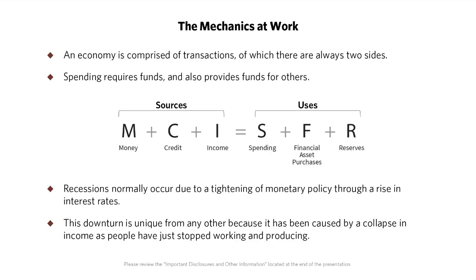The way that we represent this is in this basic sources and uses framework, which is extremely useful for this environment. You've got three sources of funds available for spending, and you've got three places where those funds can go. They can go into spending on goods and services, they can go into spending on financial assets, or they can find their way into cash reserves at a central bank. Importantly, sources of funds are required to provide those uses, but also the uses of funds provide sources. So, for example, when one person spends, that produces income, which is sources for that person to then go spend.